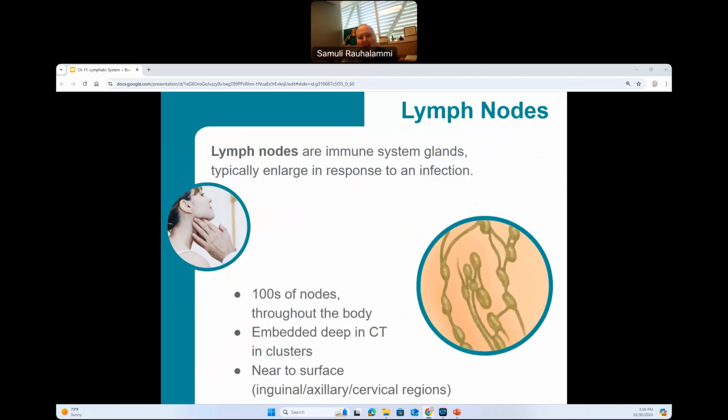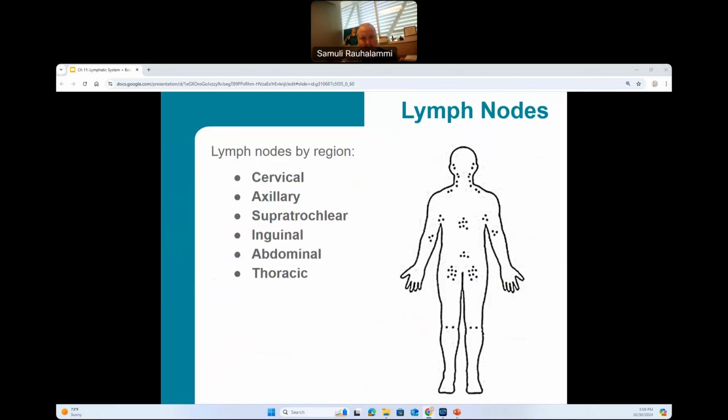We see that these lymph nodes are found within connective tissue, often close to the body surfaces, so they can be palpated. This is what physicians use to feel if the lymph nodes are swollen. And if they are swollen, that's because there are a lot of white blood cells inside, which would be a sign of activation of our immune system.